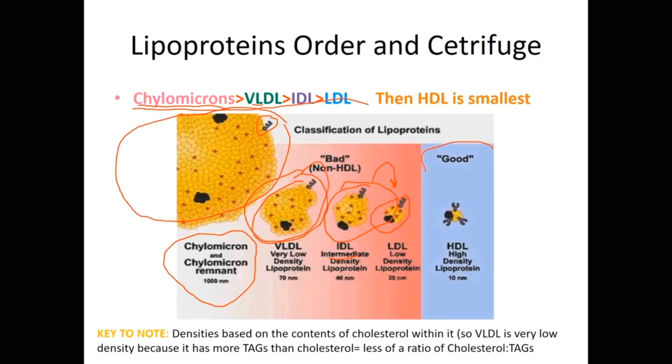Then we have our healthy HDL, which is actually the smallest of all our guys. This guy works by taking fats from atherosclerotic plaques and from the tissues and bringing them back to the liver. So it's kind of the cleanup guy. And this is your good or healthy density lipoprotein, or HDL.